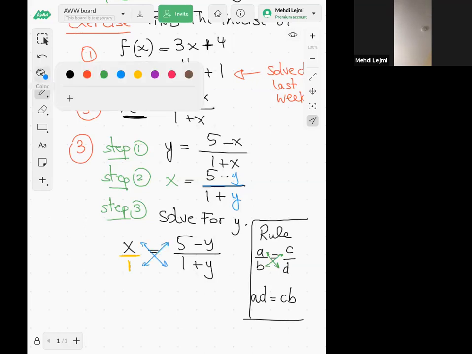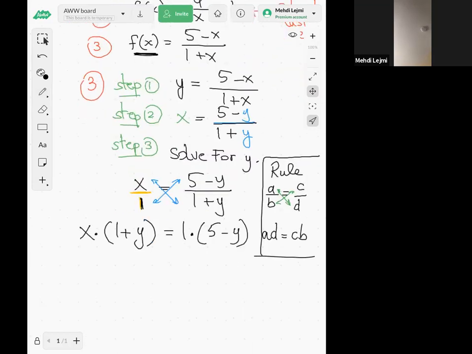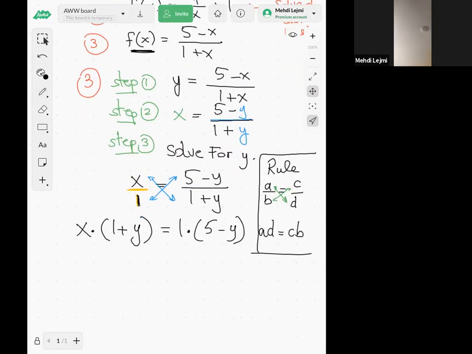Okay, so when you cross multiply, it means that you multiply. So x times 1 plus y equals, then this one here, 1 times 5 minus y. All right. Okay, so if you distribute, of course, x times 1 would be x, x times y would be xy, equals 1 times 5 is 5, and then minus 1 times y is y, right?